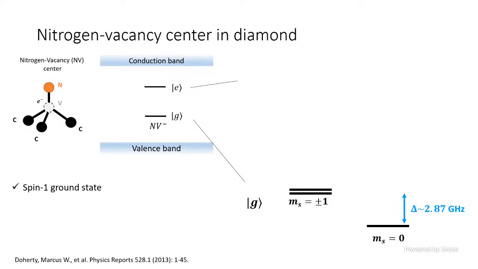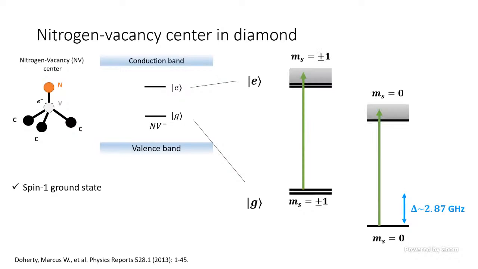The ground state of this NV center consists of a spin 1 degree of freedom, where the plus one and minus one states are degenerate and sit around 2.87 gigahertz above the zero state. Note that although there is a zero field splitting, this 2.87 gigahertz is way smaller than the thermal energy at room temperature, or even at 4 Kelvin liquid helium temperature. Therefore at thermal equilibrium, you should expect all your spins fully mixed, with one third in each of the levels.